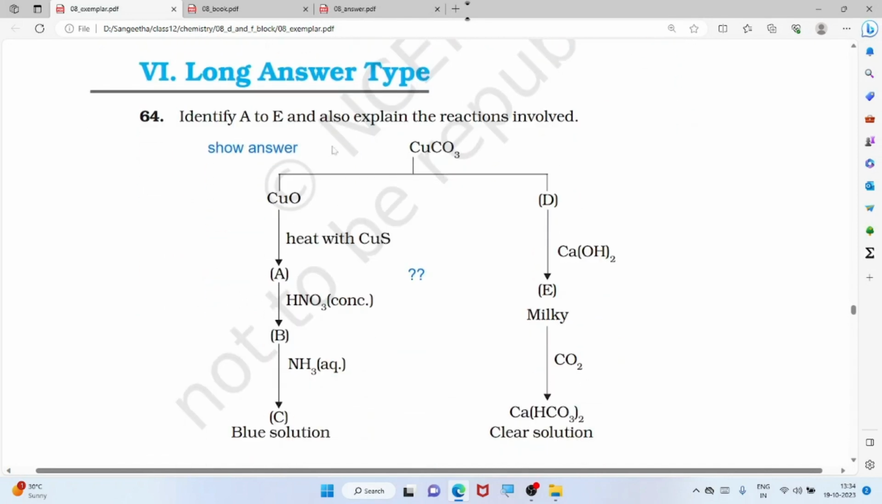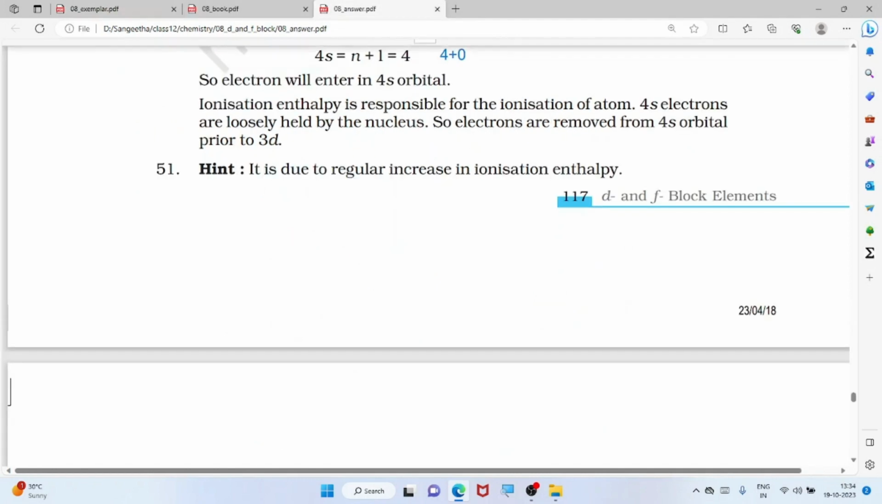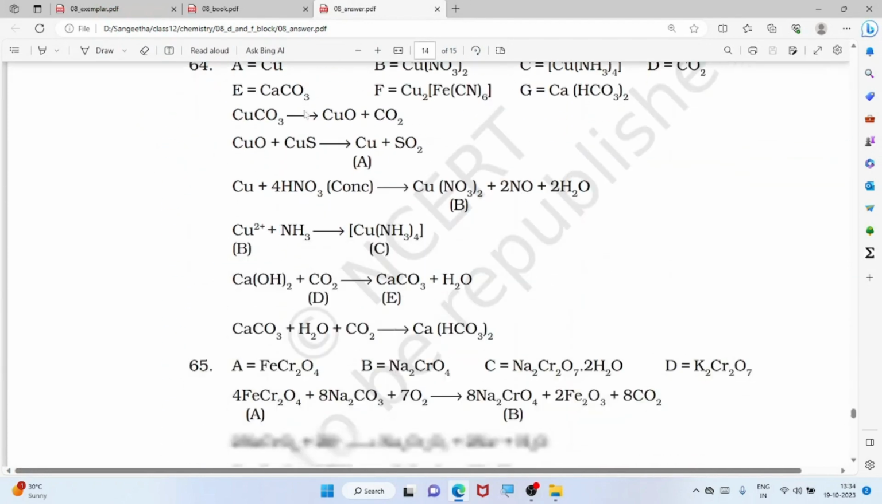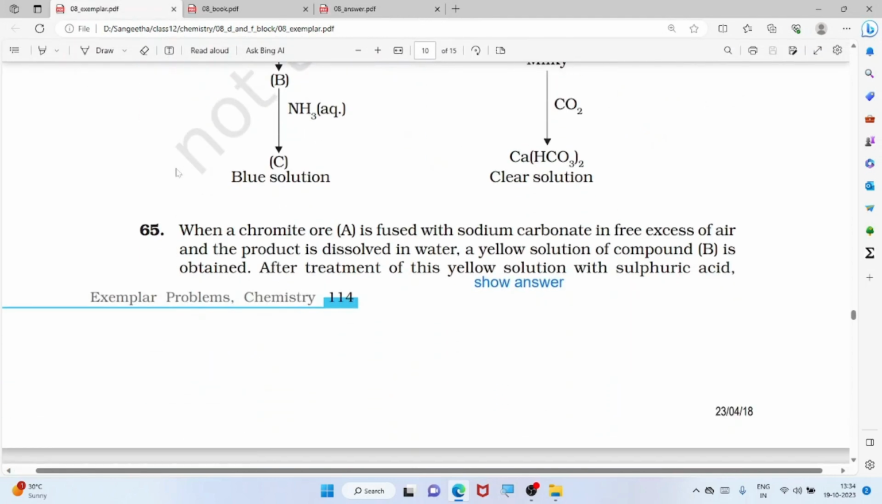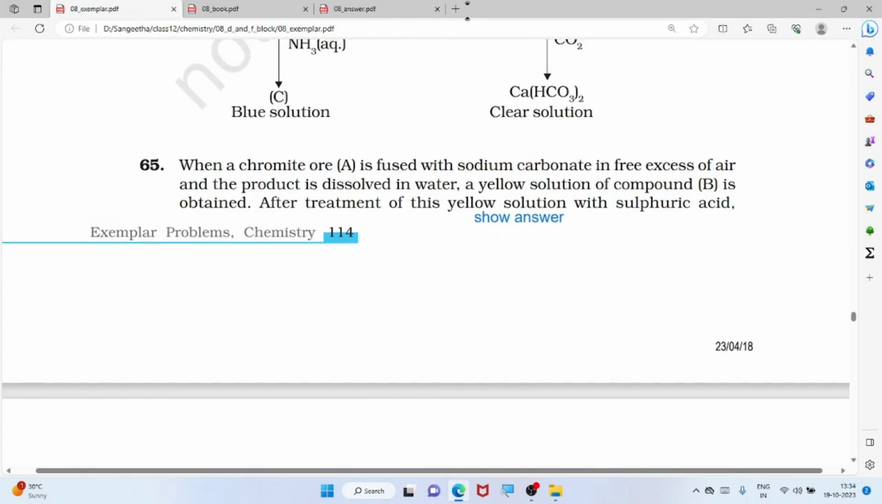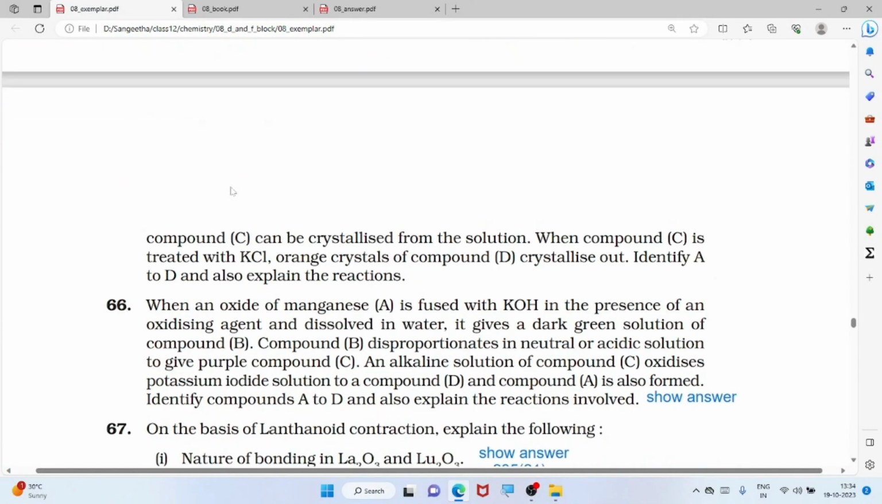Identify A to E, also explain the reactions. So this is, you can go through the answers. 64. Okay, here they are given these reactions. Okay, this also you can go through the answer.